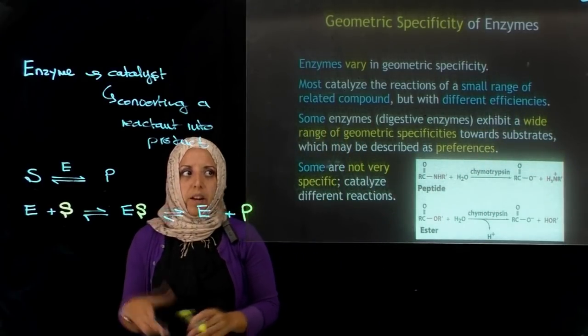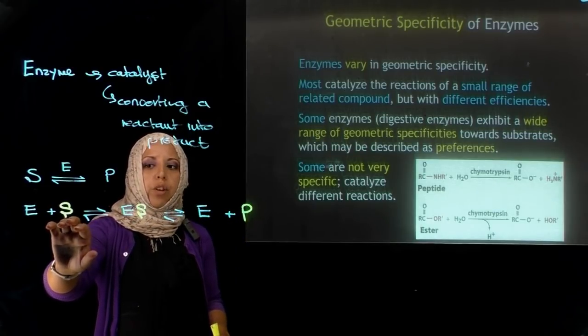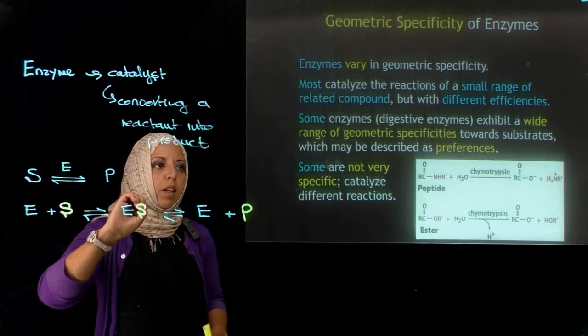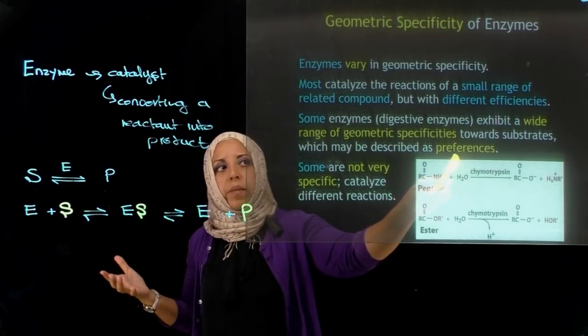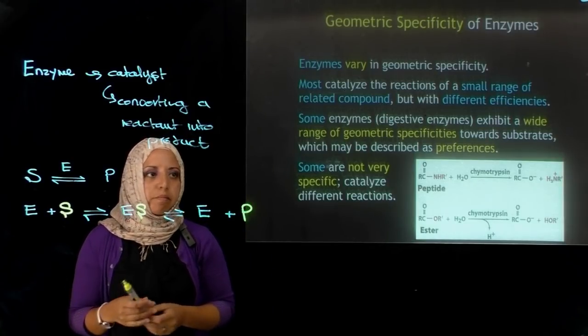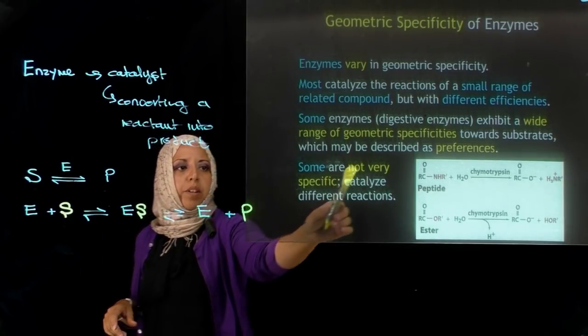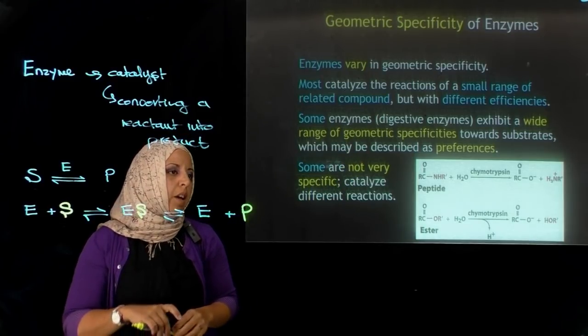And some enzymes catalyze the turnover of a number of different substrates, right? And sometimes we can describe that as a preference, right? And digestive enzymes are such an example, right? And some are not very specific at all, so they can catalyze a number of different reactions.